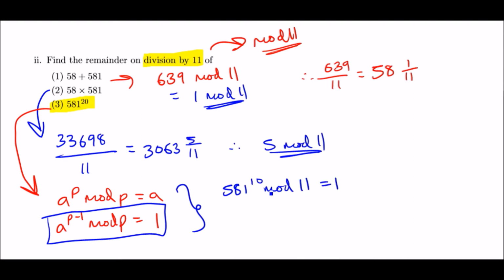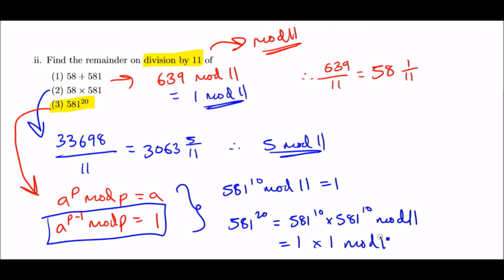Now, how can we relate this to 20? Well, if you just times this by itself, that actually gives us, firstly, that's the same as 581 power 10 times 581 power 10. And we can, of course, add mod 11. Now, we both know that both of these equal 1. So this means literally 1 times 1. So 1 times 1 mod 11 is 1 mod 11. So the remainder is 1.